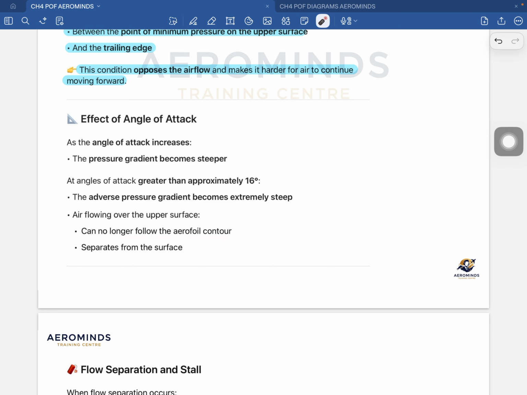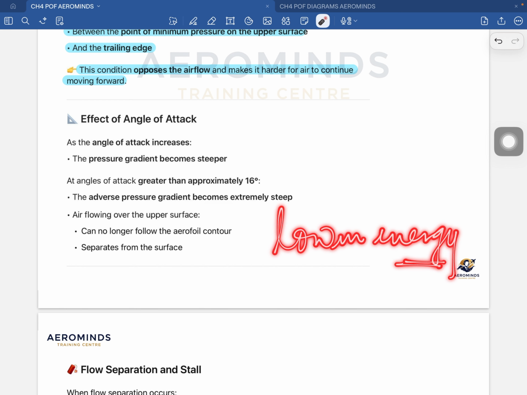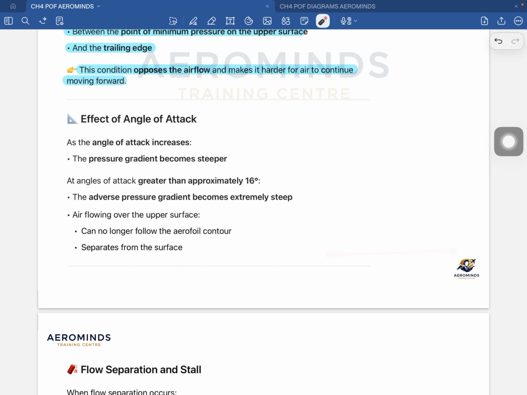So the boundary layer, which is already low in energy due to friction, cannot fight against the rising pressure. The pressure is rising towards the trailing edge, so the air stops moving forward and starts to reverse locally. As a result, the flow separates from the surface. Now what happens? It will lead to a stall.